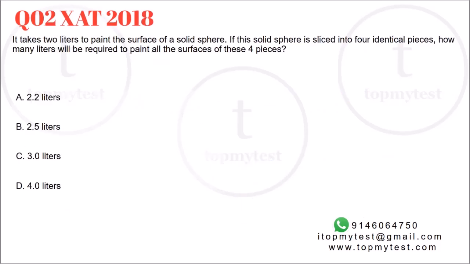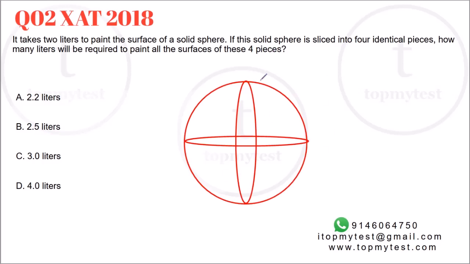The second question is from XAT 2018. It says, if it takes 2 liters to paint the surface area of a solid sphere, and if this solid sphere is sliced into 4 identical pieces, then how many liters will be required to paint all the surfaces of these 4 pieces? Right. So let's try to visualize this figure. This is how it will look. So I have divided it into 4 parts. Each of them will be like a portion of the ball, right?